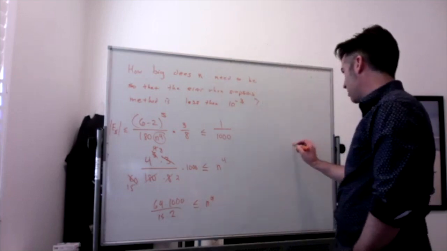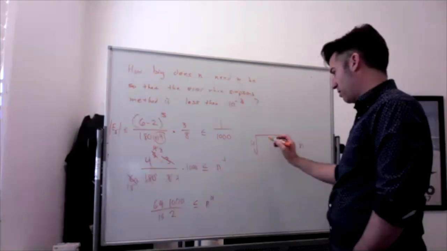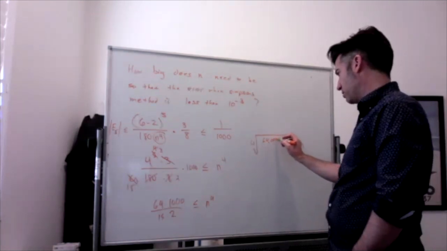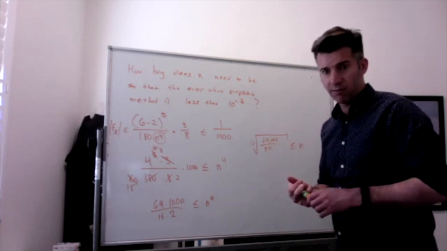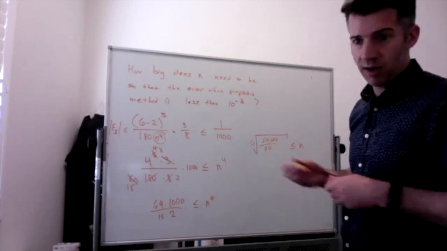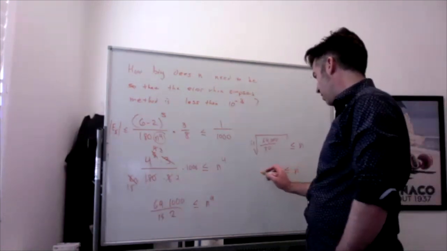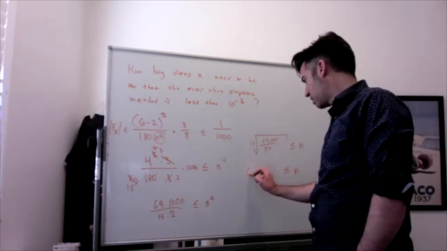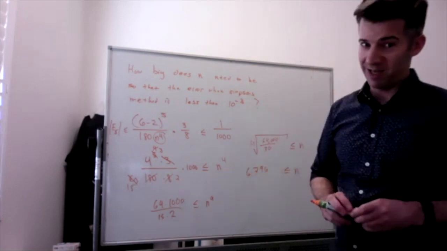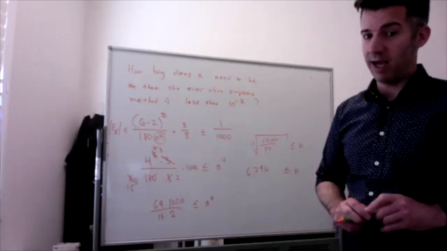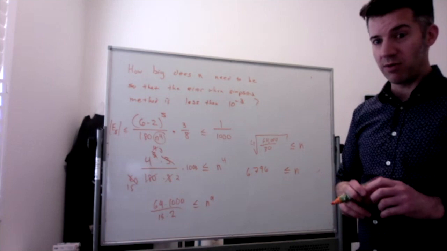So n has to be bigger than or equal to the 4th root of that number, 64,000 over 30, or 6,400 over 3. Using a calculator, we get that n is greater than or equal to about 6.796. So let me ask you guys, what does n actually have to be bigger than or equal to? What am I going to choose for n? What am I going to round up to?